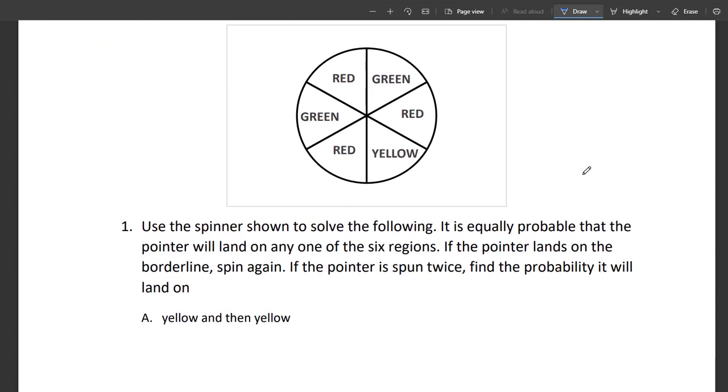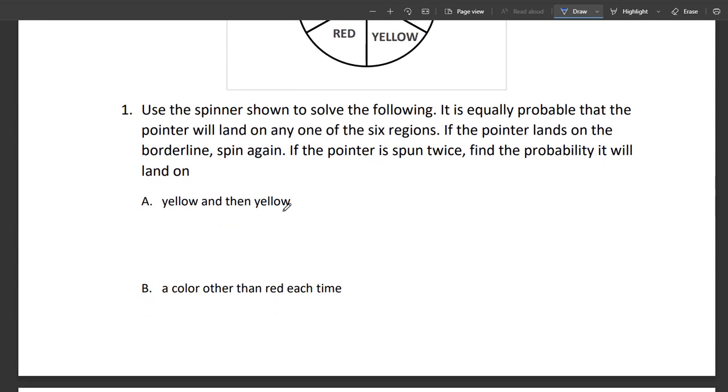On our first exercise, we are going to use the spinner shown to solve the following. It is equally probable that the pointer will land on any one of the 6 regions. If the pointer lands on the borderline, spin again. If the pointer is spun twice, find the probability that it will land on yellow and then yellow. So we're going to ask ourselves if these are dependent or independent events. Does our second event depend on our first event? And the answer is no. So these are independent events.